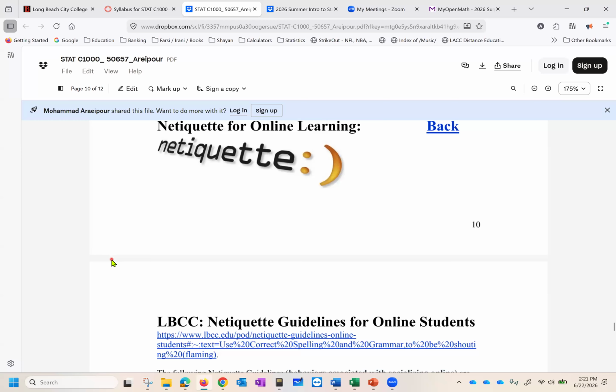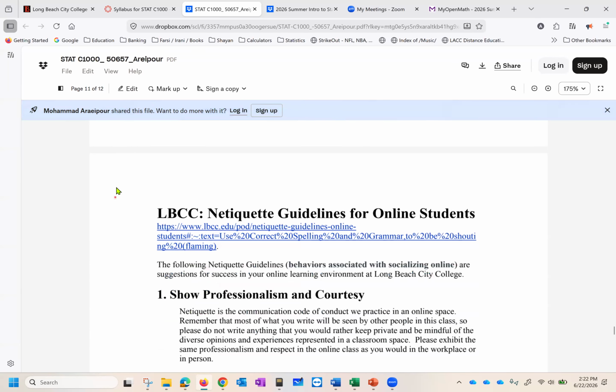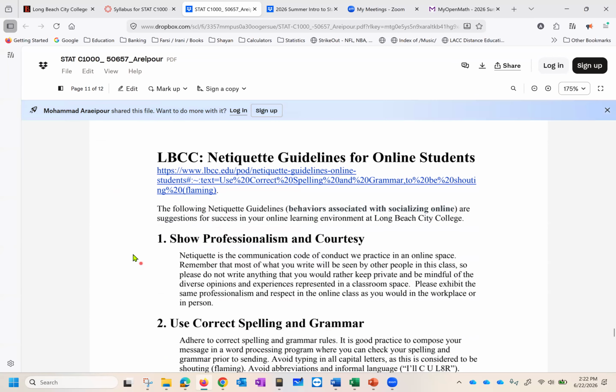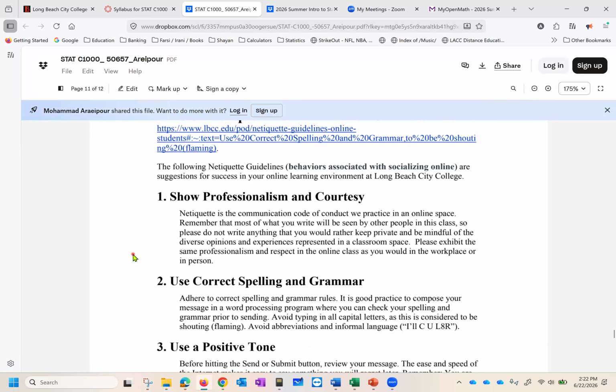And finally, I want to discuss this concept of netiquette for online. They call it netiquette for online. And what it means basically is that the way we act, whether it's online or on campus, makes no difference. Okay. And here's the bottom line, everybody. Be professional, be courteous. That's all. That's what everybody expects from one another. So the same thing here, please.